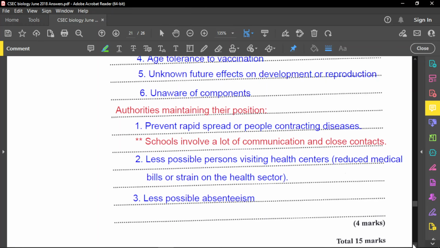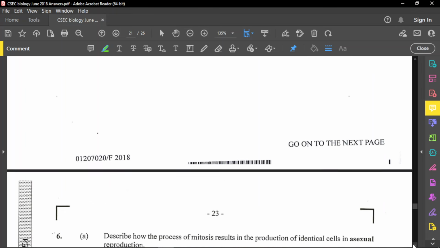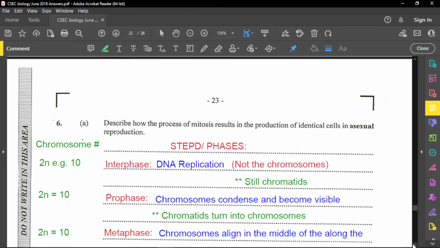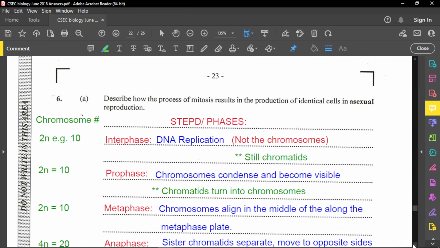Again, anything that is sensible and makes sense, they're sure going to get the marks. Now, for question number 6, the last question, part A is to describe how the process of mitosis results in the production of identical cells in asexual reproduction. And so I kind of do this in 2 ways. I want you to notice something here.